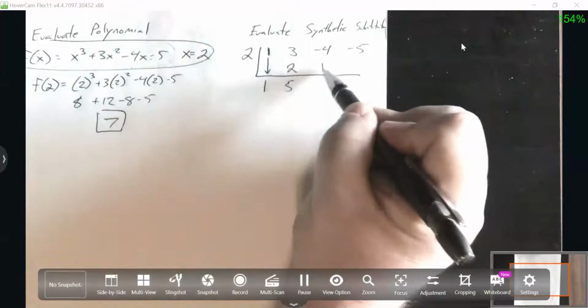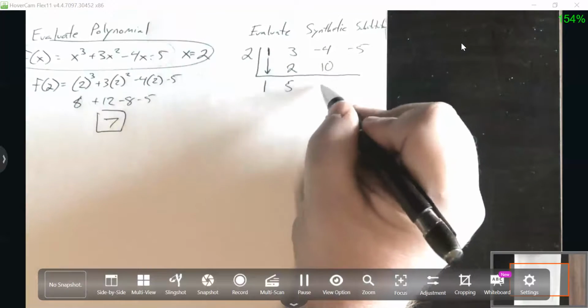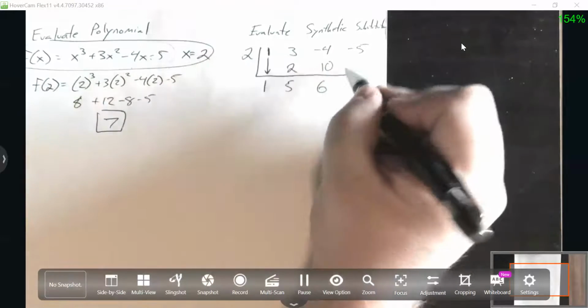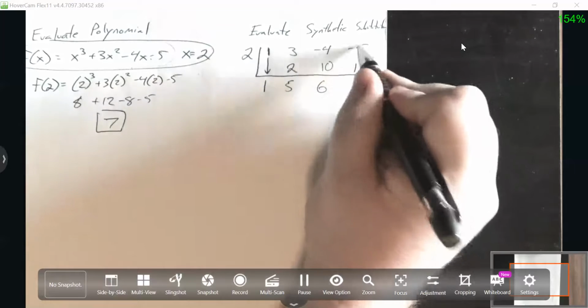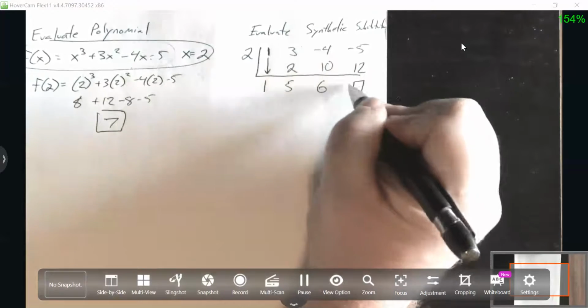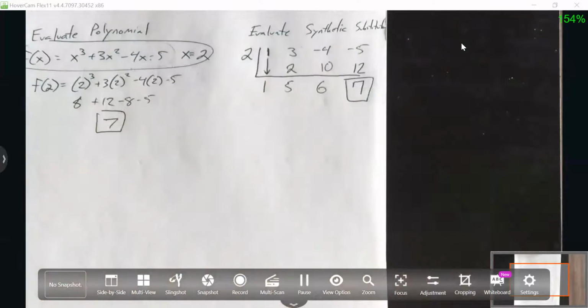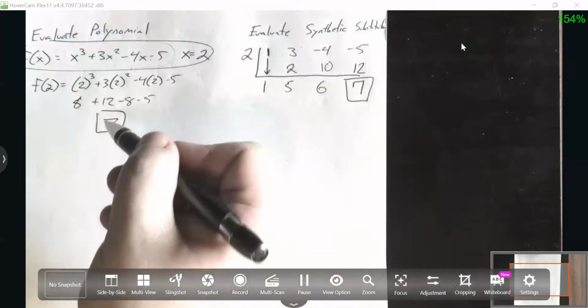2 times 5 is 10. Negative 4 plus 10 is 6. 2 times 6 is 12. Negative 5 plus 12 is 7. This is our answer. Notice it matches up quite nicely.